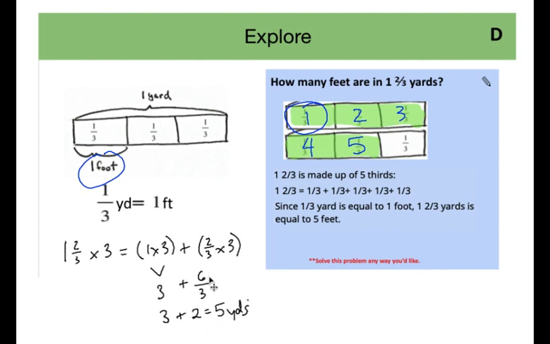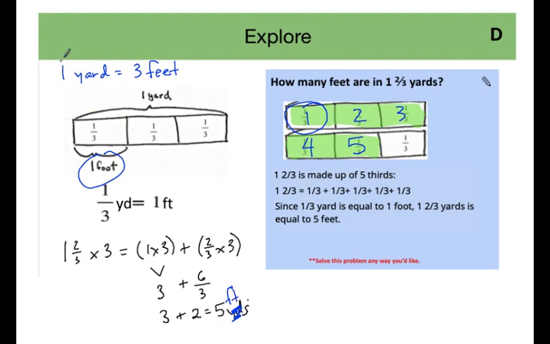So I know the relationship between yards and feet, right? I know that 1 yard is equal to 3 feet, right? So I need to find out, whoops, should be feet. I need to find out how many feet it is.